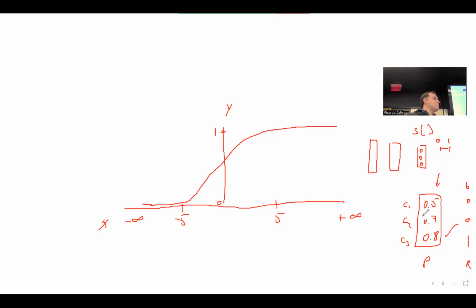Now, that doesn't quite make sense, though, because probabilities are out of 0 and 1, so they should add up to 1, correct? Do you guys see that? So that's a slight problem with Sigmoid, that Sigmoid just gives you this. You can interpret these as probabilities, but not quite, because they don't add up to 1.